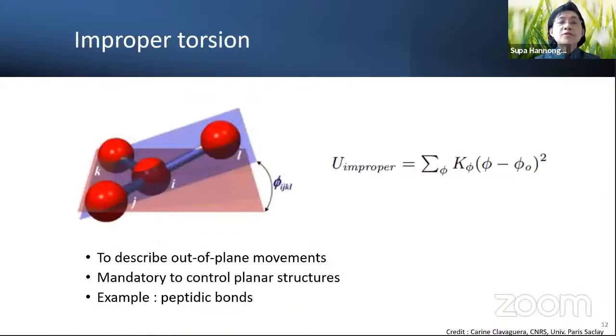Also, there are some improper torsions that occur, especially when we consider some molecules like peptides and peptidic bonds, where some parts of the molecules are out of the planar plane, and then this angle will show the improper movement. This is quite important when we apply molecular mechanics to the biomolecular system. We have to be concerned about that, so we need to consider the torsional energy terms.